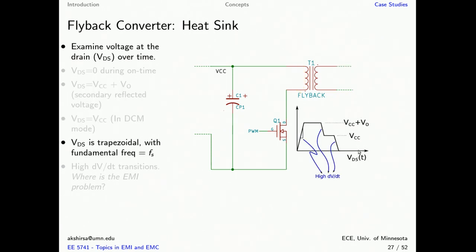And depending on whether or not we are in DCM, we may also have a third state here, which is VCC. And each of these transitions is going to have a very high dV by dt. And depending on how fast we are switching this, what device it is, that will determine how fast these edges are. And so basically VDS is going to be trapezoidal, and the fundamental frequency is going to be the same as the switching frequency of this converter. And all of these are high dV by dt transitions. So now let's look at how this VDS is going to cause EMI problems.